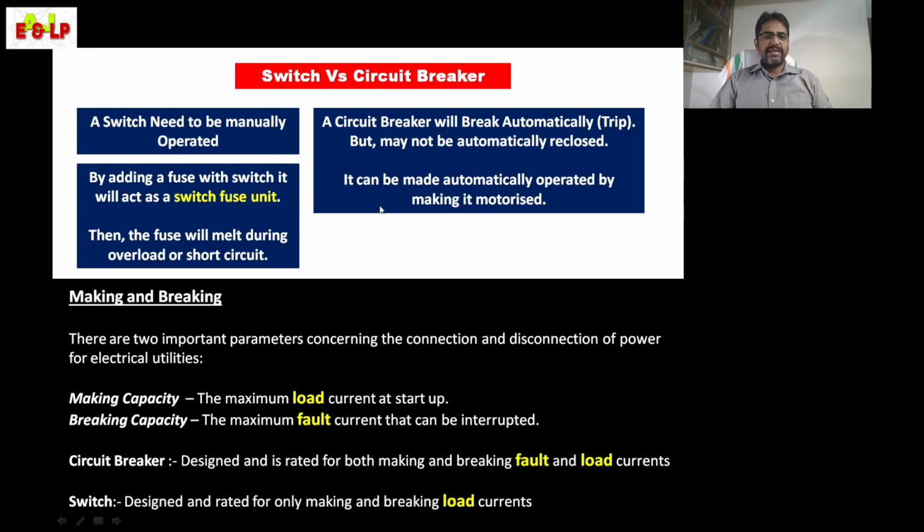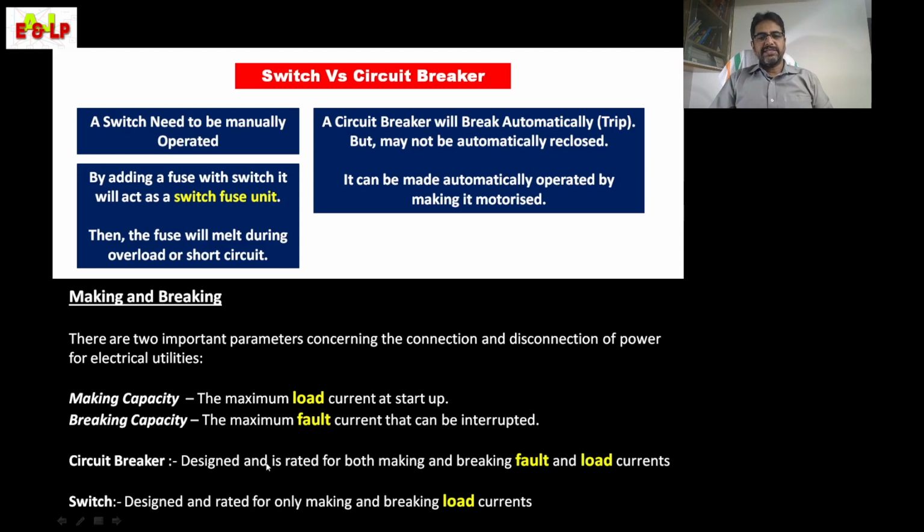That is explained here. There are two important parameters concerning the connection and disconnection of power for electrical utilities. Making capacity is the maximum load current at startup. When the circuit is made on, the current flowing immediately is the starting current. That is the making capacity. And breaking capacity means the current at the abnormal condition, the maximum fault current that can be interrupted.